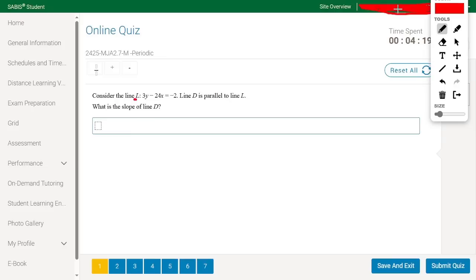Consider the line L, and this is the equation of line L, and line D is parallel to line L. So here we have line L and line D, right? And line D is parallel to line L. This is the symbol of parallel.